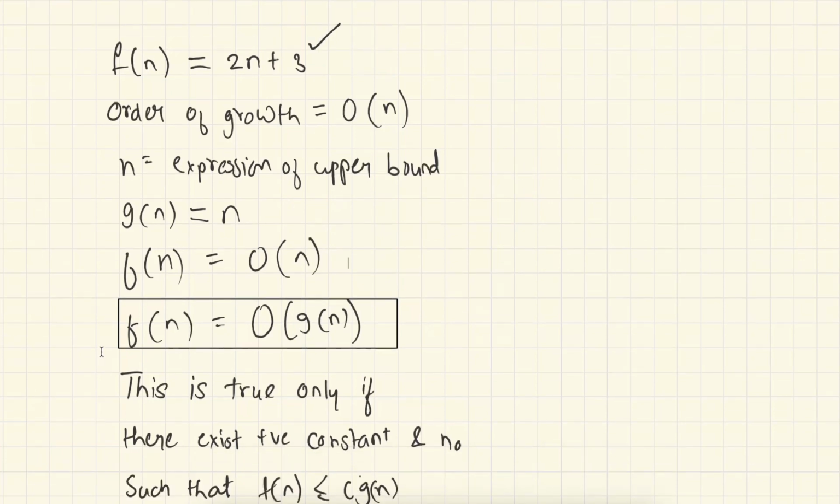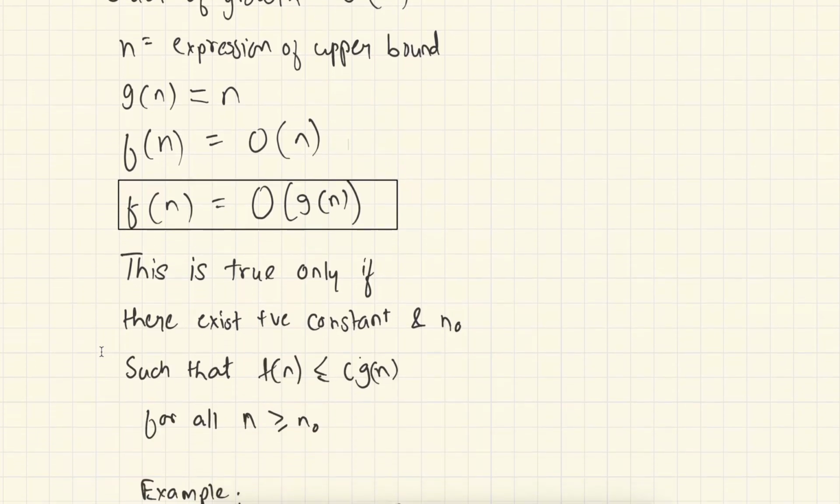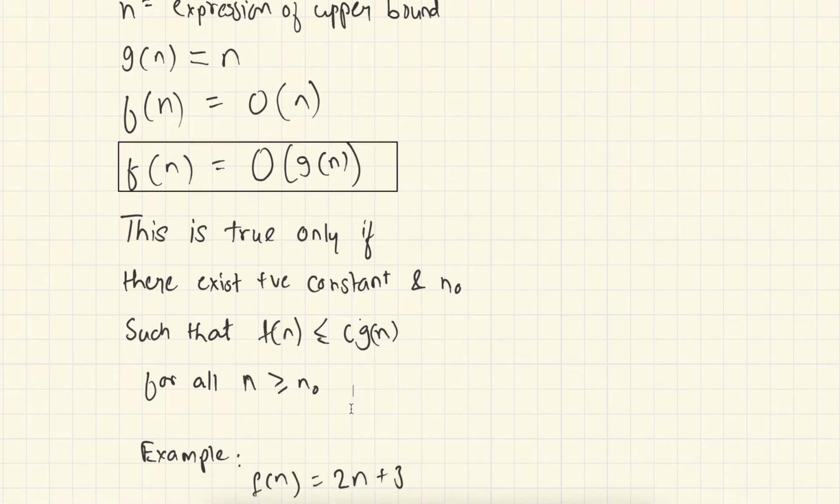But mathematically, this is only true if there exist some positive constant c and n naught such that the function f(n) is less than or equal to c times g(n) for all n greater than n naught. So what does it mean? We can say that f(n) is big O of g(n) only if there exist a positive constant c and n naught. So we have to find n naught and a positive constant c such that f(n) is less than or equal to c times g(n) for all n greater than n naught. So let's understand this with an example.